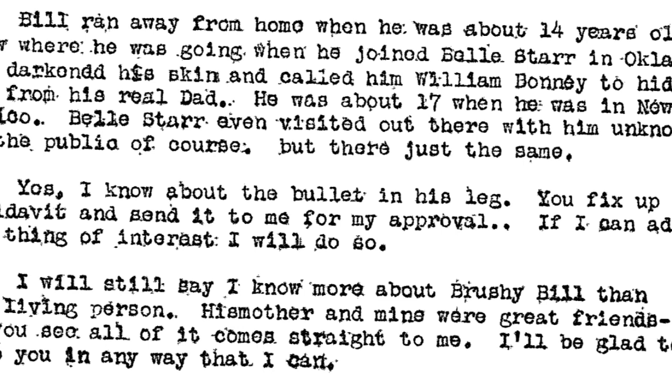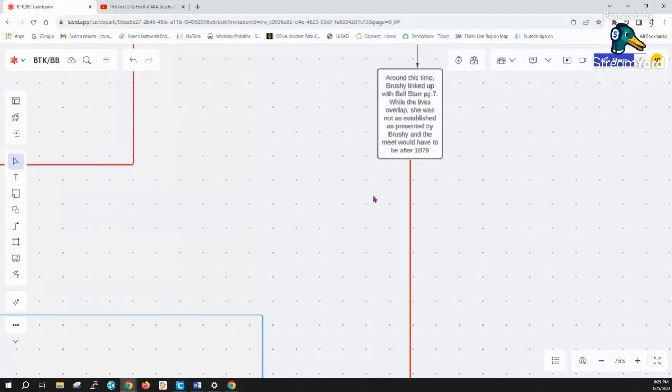So I think it's funny that DeWitt Travis, who knew Brushy so well, even later in the letter, he says, I will still say I know more about Brushy Bill than any living person. And he says that he got the name Bonnie from Belle Starr when he went and had Belle darken his skin and to hide him from his abusive father. So that's a little more context to the Belle Starr connection.